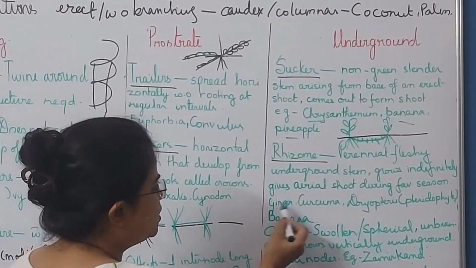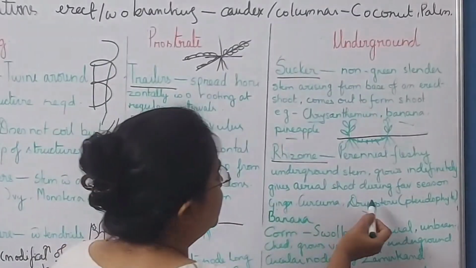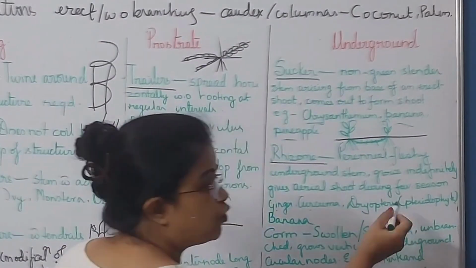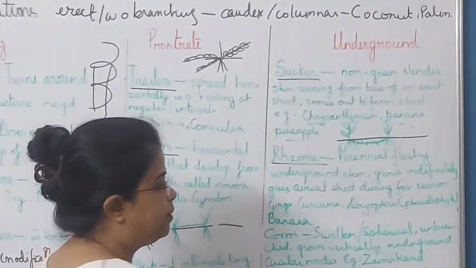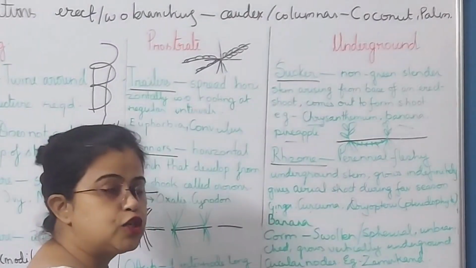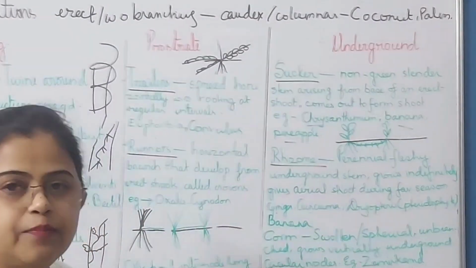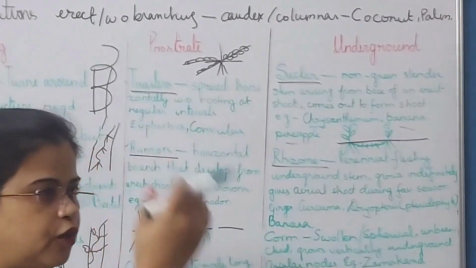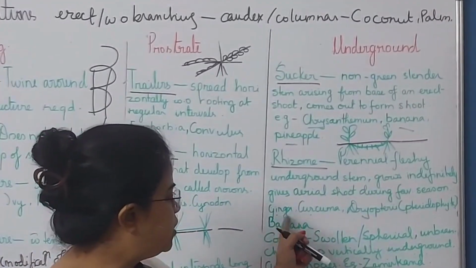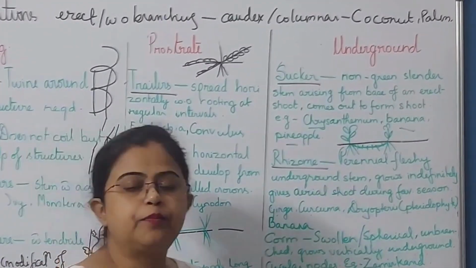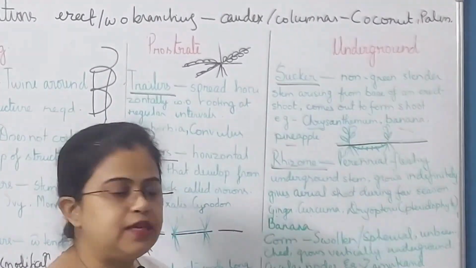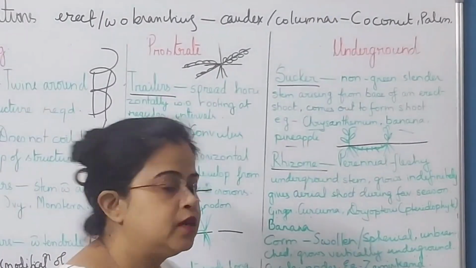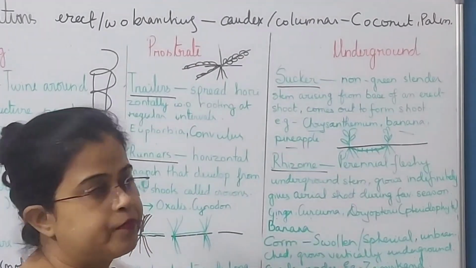कहाँ देखने को मिलता है? Ginger, curcuma, which is हल्दी, Dryopteris. This is a pteridophyte. आपने plant kingdom में Dryopteris पढ़ा है. So if you are asked name the pteridophyte with a rhizome, or which out of the following, ginger, curcuma, banana and Dryopteris is a fern showing a rhizome, so it will be Dryopteris and banana.